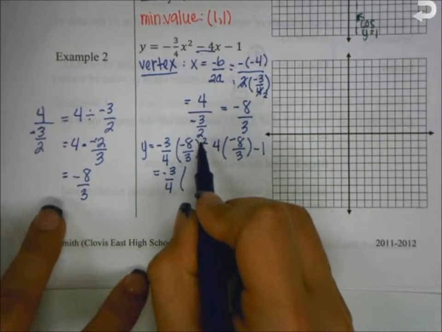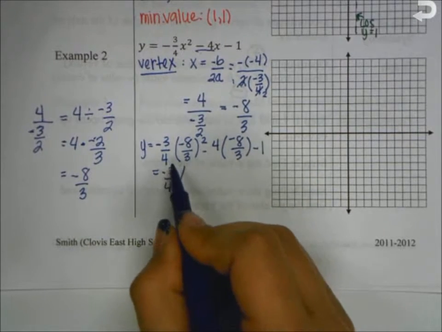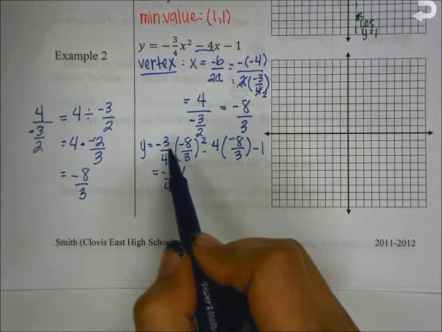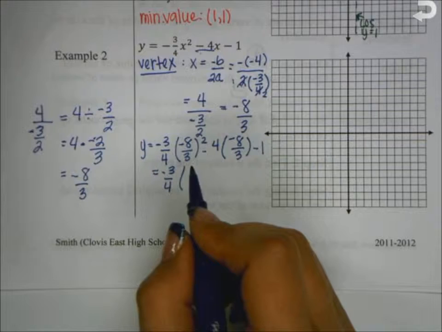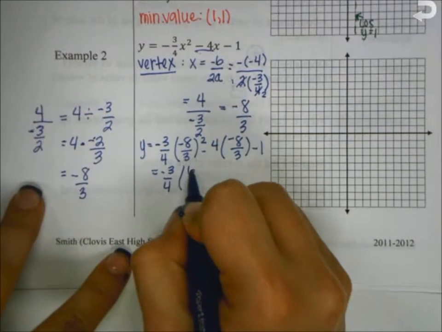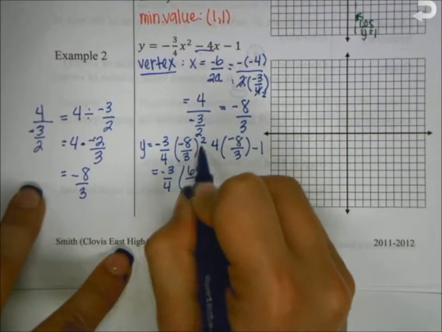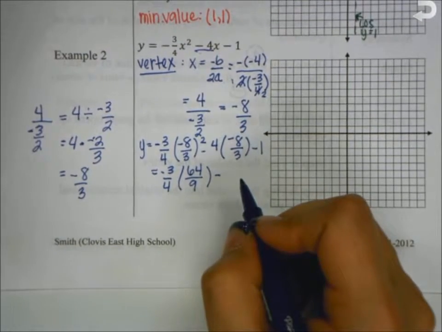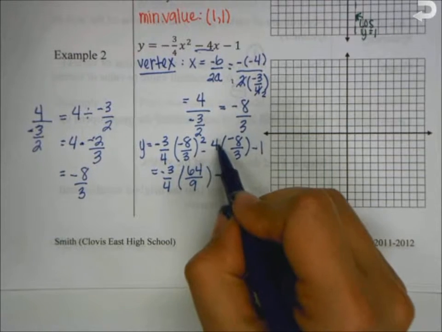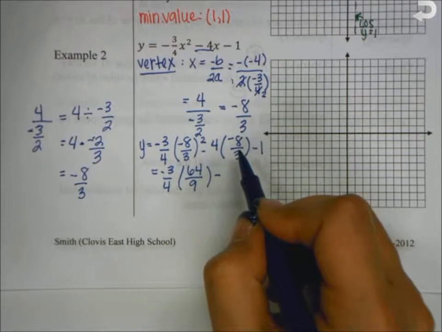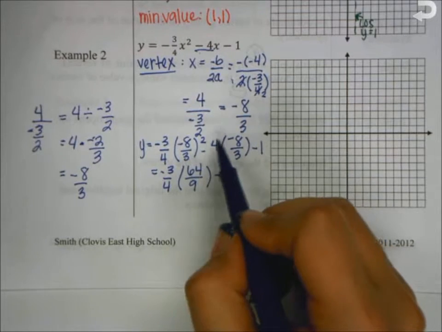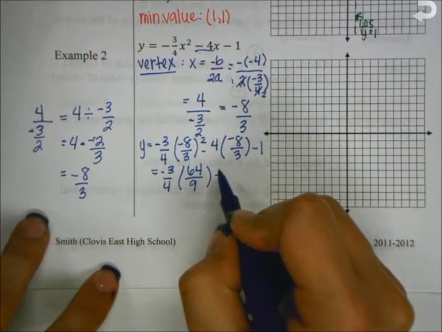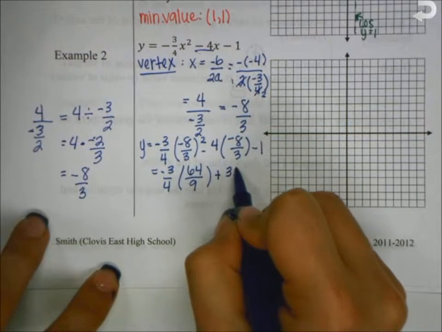Okay, remember our rules of exponents. We can just distribute that squared in there. So what would negative 8 squared give me? Positive 64 over 3 squared, 9. Minus 4 times negative 8 over 3. So that's going to be negative 4 times negative 8, which actually gives me a positive 32 over 3, minus 1.